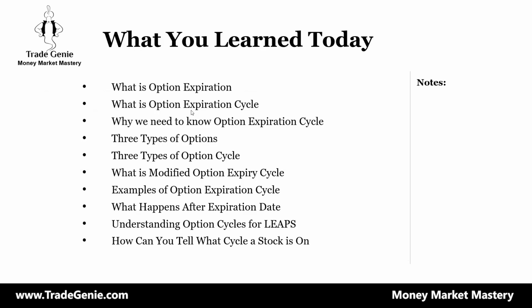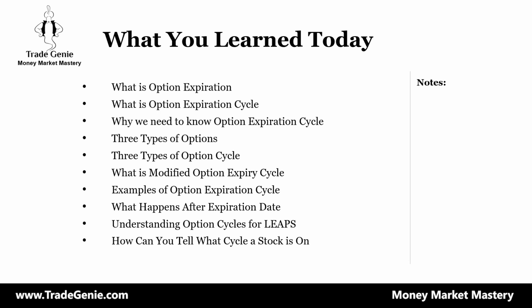So today we learned what option expiration is, what the option expiration cycle is, why we need to know the option expiration cycle, and the types of options: weekly, monthly, quarterly, and leap. Three types of option cycle: January cycle, February cycle, March cycle. What is the modified option expiry cycle? We must list the current month and the subsequent month for hedging and speculation purposes. And then I gave you examples of option expiration cycles and what happens after the expiration date.